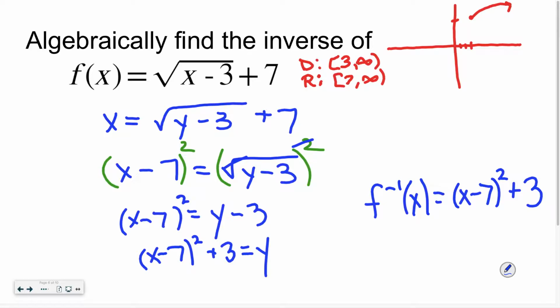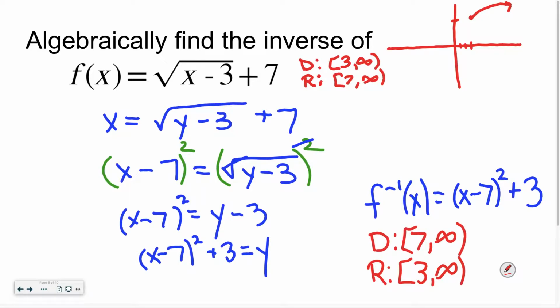They flip-flop. So since the domain is 3 to infinity, the range for our inverse is 3 to infinity. And since the range for our function is 7 to infinity, that becomes our domain. Now, how many of you would have put all real numbers for your domain? I would have, right? There's a quadratic right there. Every time we've seen a quadratic, what has been the domain?